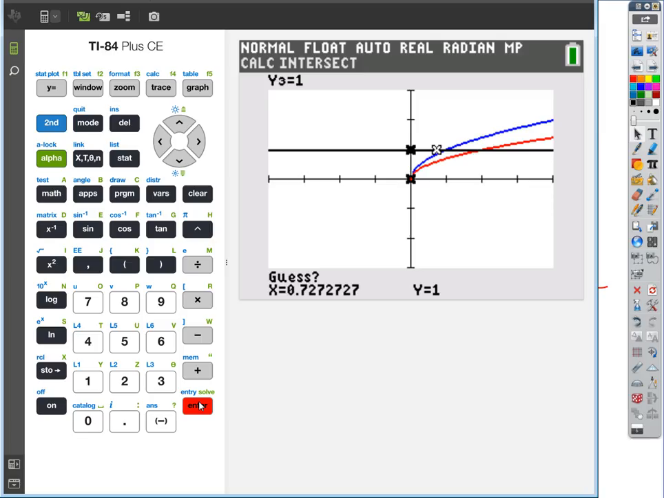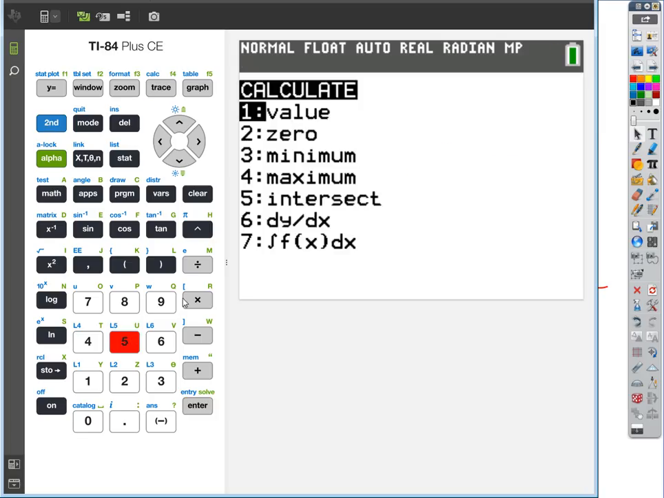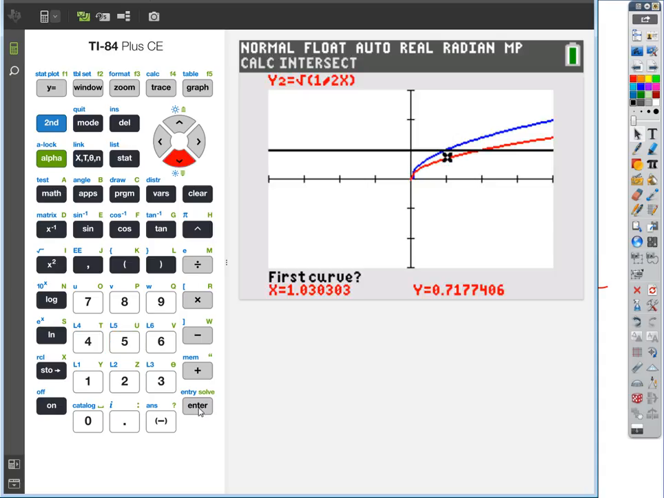Okay? Now I'm just going to find the intersection of the red, horizontally stretched curve and the black line. So we'll do it again. Second, calc, 5. This time, y2 is my first curve, and y3 is my second curve. And I'm not even going to make a guess. I don't feel like it. And it told me the intersection is at 2, 1.